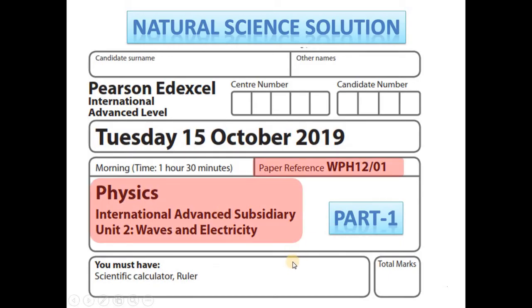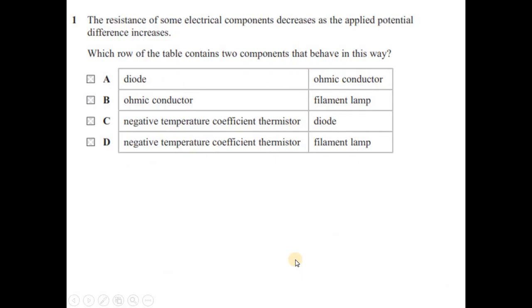So let's start. Question number 1. The resistance of some electrical component decreases as the applied potential difference increases. Which row of the table contains two components that behave in this way? So they are saying resistance is changing, or in fact decreasing, when voltage is increased. So we have two components that behave in this way.